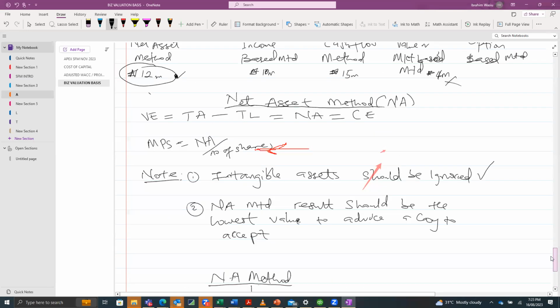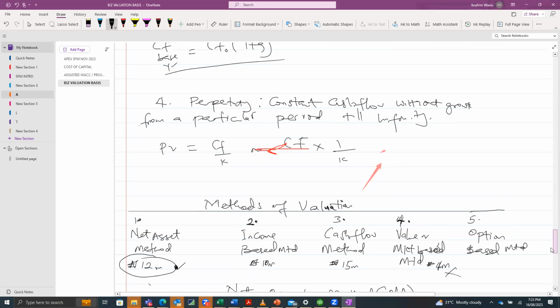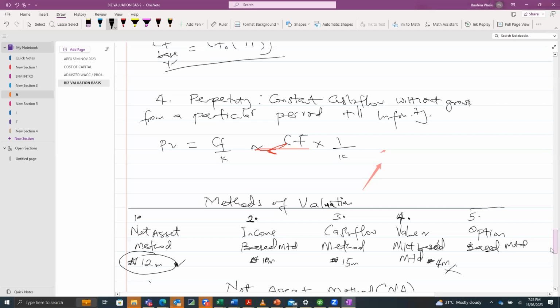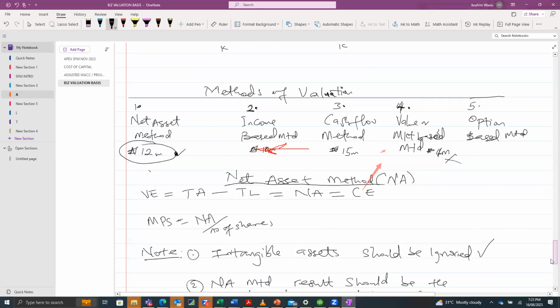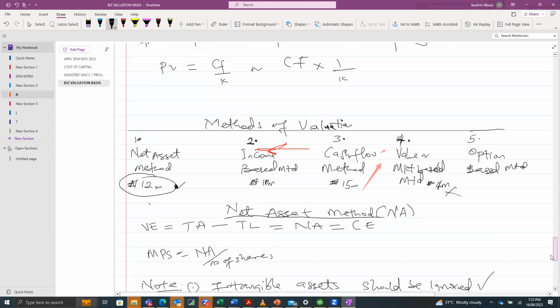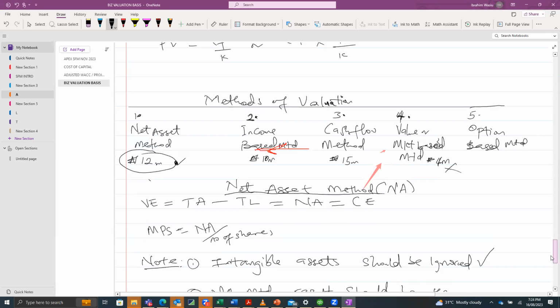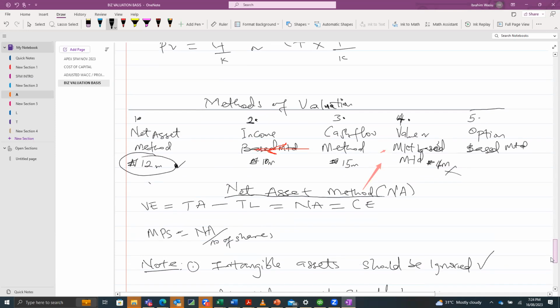But the key take home today is that when you are doing the valuation, you are doing three things: the calculation of market price per share, market value of equity, and market value of the company. You have some concepts like annuity, growing annuity, terminal value, and perpetuity. We have five methods: net asset, income based, cash flow based, value based, and option based.